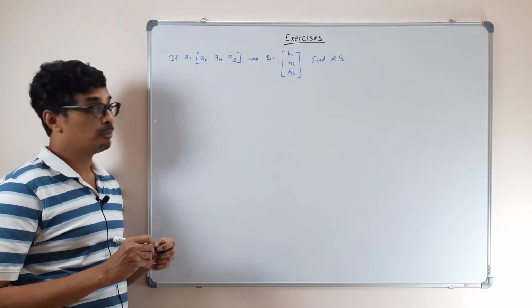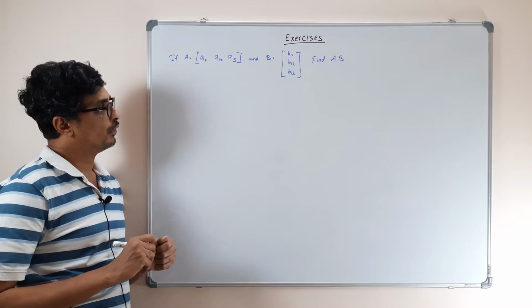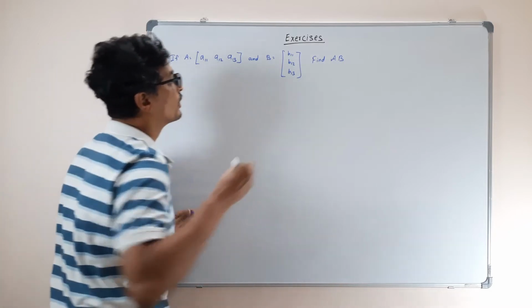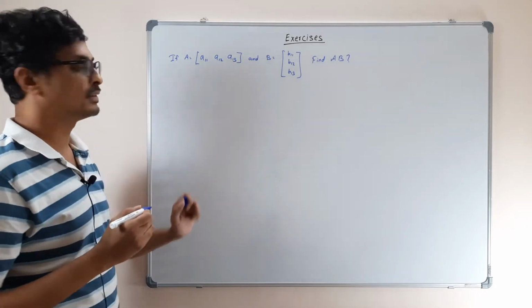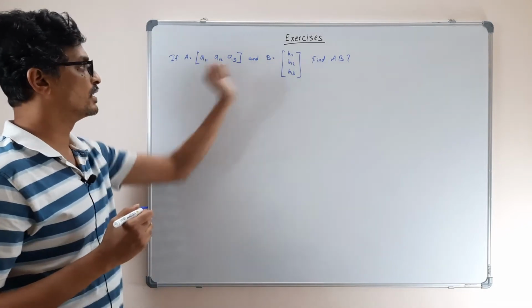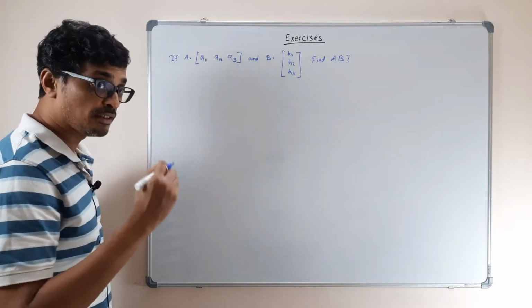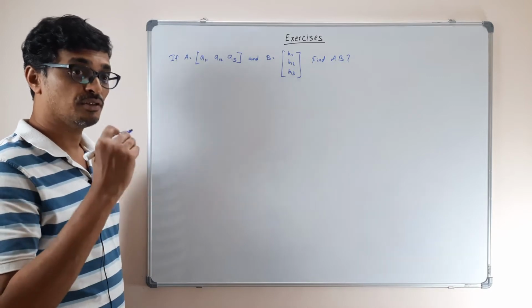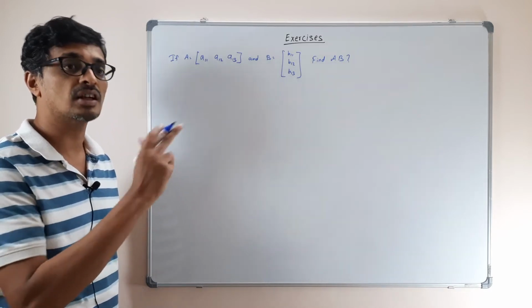Today we will do some problems on matrix multiplication. Okay, so first we will do this simple problem. Given one is a row matrix, another one is a column matrix. A is given like this and B is given like this. Find AB. So first, the important thing with matrix multiplication is, what is the thing you have to see? Whether the given matrices are conformable.